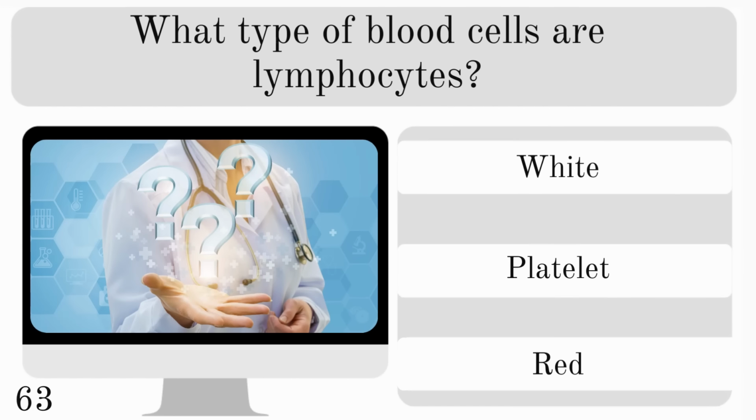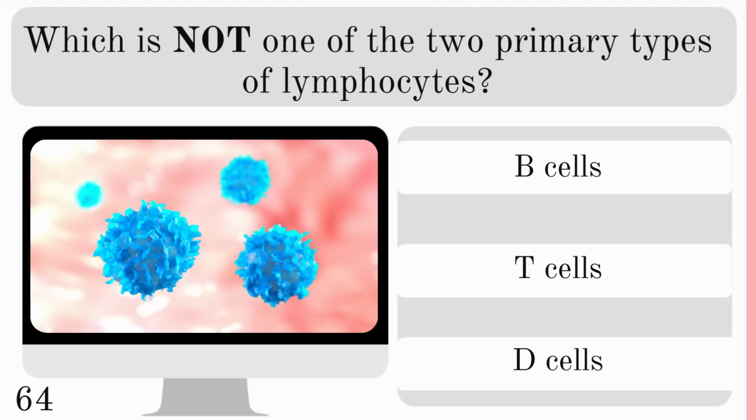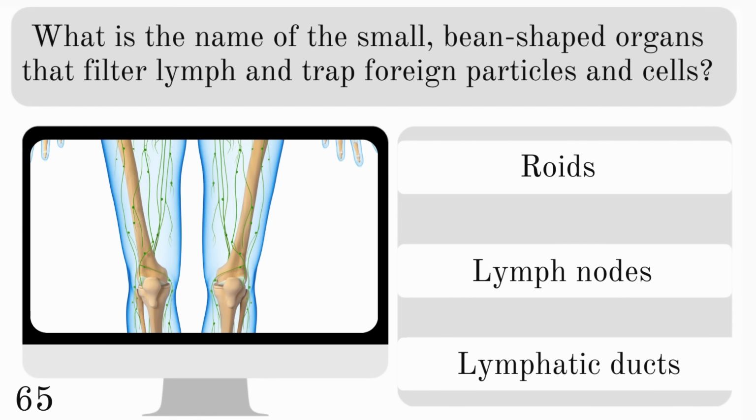What type of blood cells are lymphocytes? Are they white, platelet, or red? And they are white. Which is not one of the two primary types of lymphocytes? B, T, or D cells? And the one that's not is D cells. What is the name of the small bean-shaped organs that filter lymph and trap foreign particles and cells? Is it roids, lymph nodes, or lymphatic ducts? And the answer, lymph nodes.